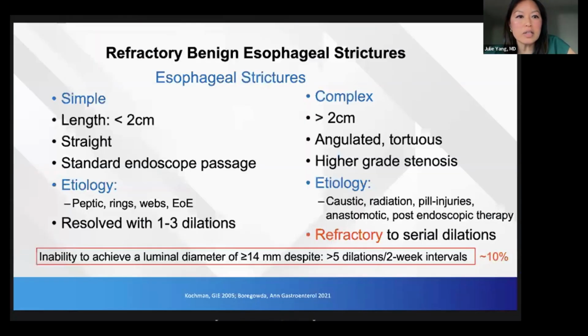So moving on to indications that are off-label. The first big one is refractory benign esophageal strictures. This is sort of like esophageal strictures broken down to simple and complex. So we're really moving on to the complex, where they're longer, angulated, tortuous, high-grade stenosis. These are the etiologies. And we're talking about refractory, which by definition is the inability to achieve a lumen diameter of greater than or equal to 14 millimeters, despite more than 5 dilations in a biweekly situation. And that's about 10% of your esophageal strictures.